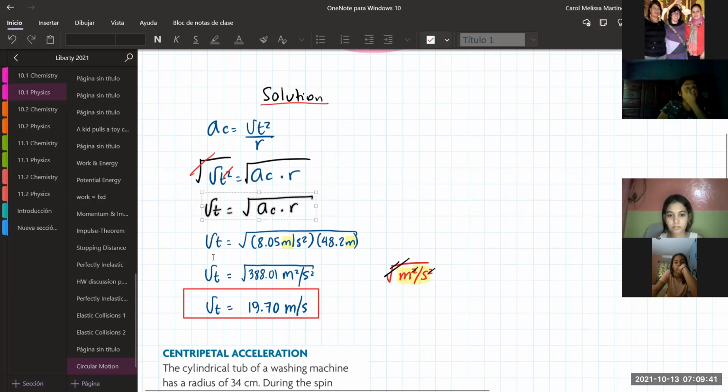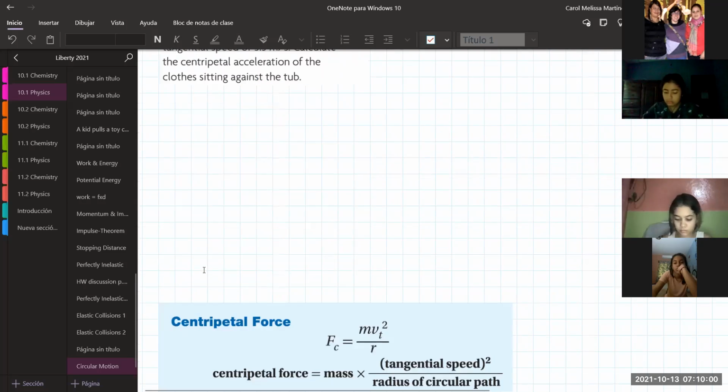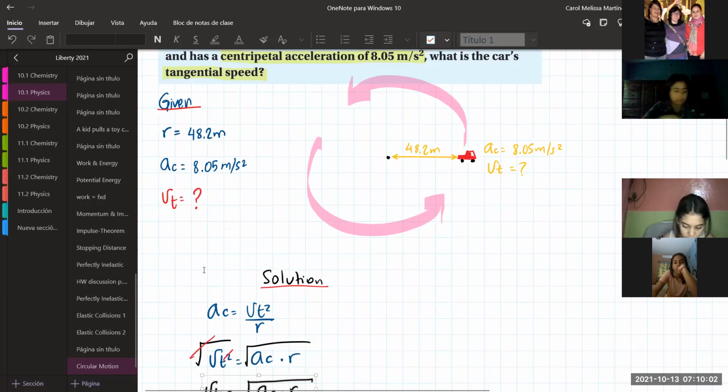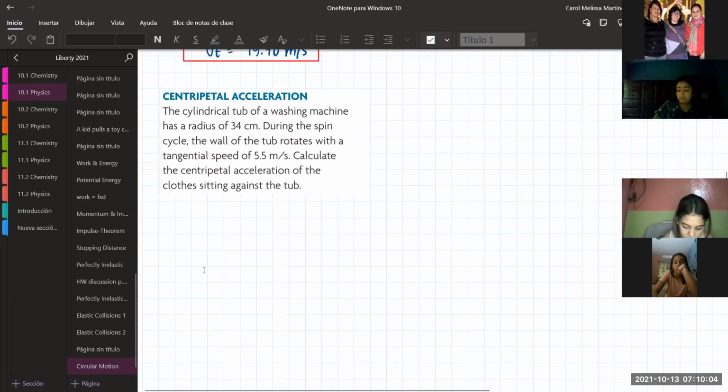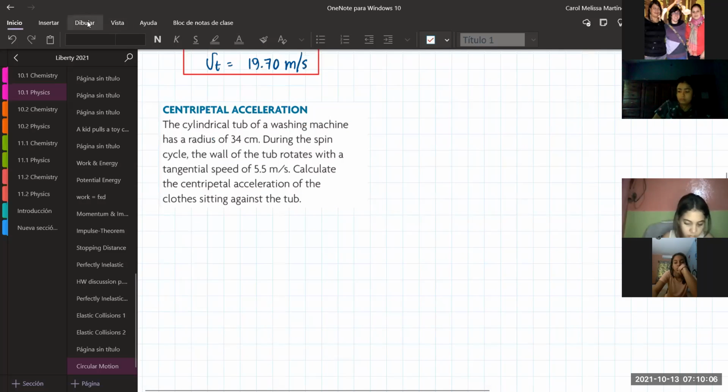Okay, very simple. Today I will solve one more example about centripetal acceleration, and we're going to go into the next equation, that is centripetal acceleration and centripetal force. Okay, give me just a second.